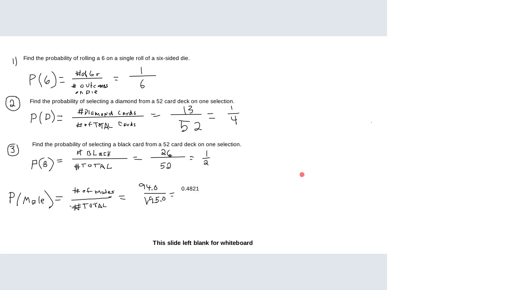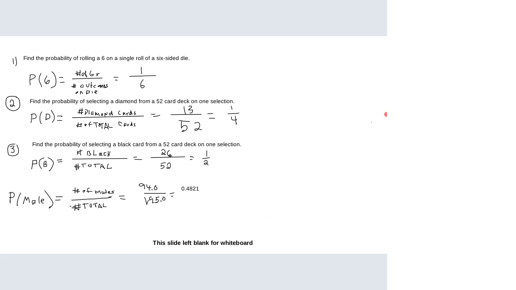So 0.4826. If I take 94 and divide it by 195, that's what I get. And you see that's about a 0.48 proportion. It's not quite 0.5, but it's getting pretty close. So generally speaking, you would expect that about half of people in the US would be male and half female. But it's pretty close, and I'll show you a little bit of something in a minute.